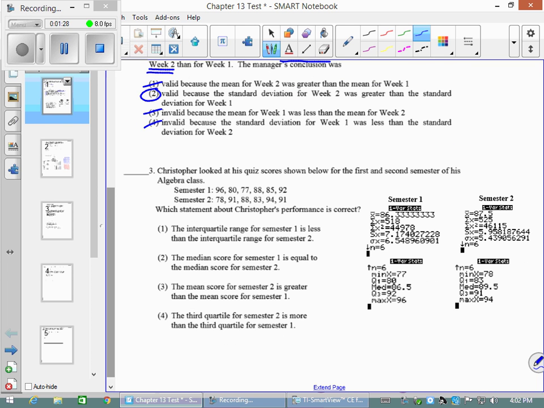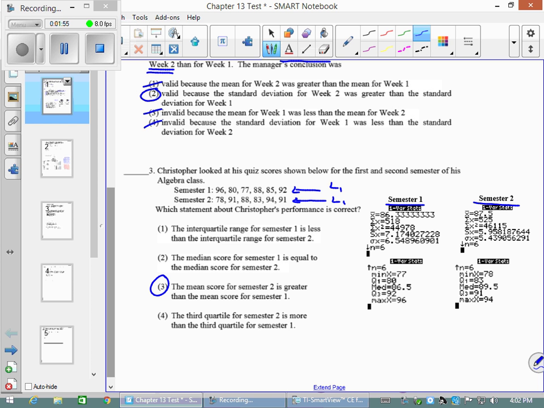For question number 3, we're looking at quiz scores from 2 semesters of an algebra class. So just to give us the information that they're asking, I gave the stat 1 variable statistics readout from the calculator after I typed each of these into L1 separately. This was the readout for semester 1, this was the readout for semester 2. And they're asking which statement is correct. Choice 3 is the answer.